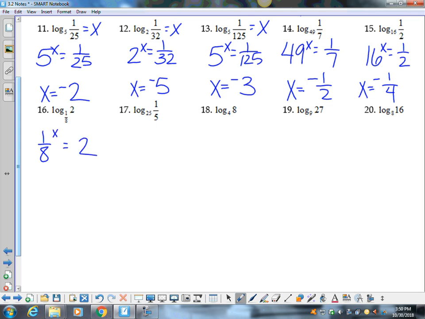To go from an 8 to a 2, I need to cube root it. And the 8 starts out on the bottom and ends up on the top, so it moves. So it needs to be negative. Okay, I'm going to do that one more time.